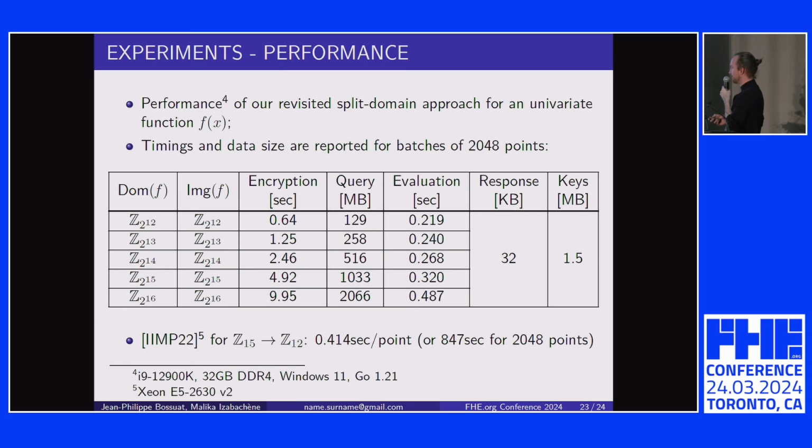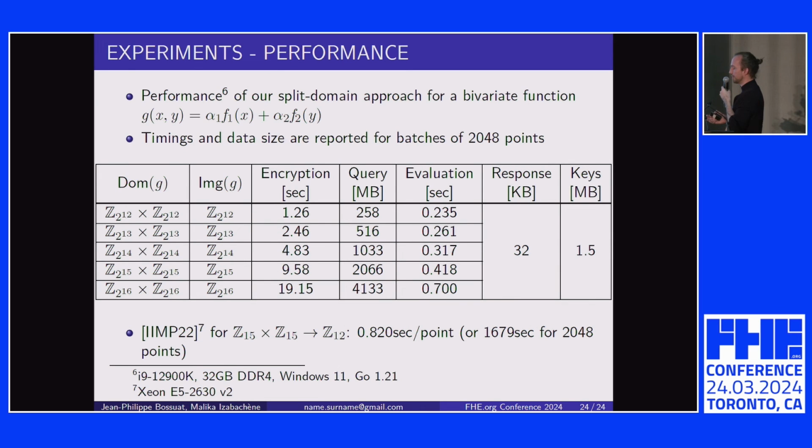We did the same for the multivariate approach, where you compose two functions linearly. And again, it's close to 2,000 times. The response size also remains very acceptable, same as the key, which is only a few megabytes. We can see that the encryption and the query size are quite big. And this is something that could be tackled further, because compressing this value could help a lot in single polynomials.